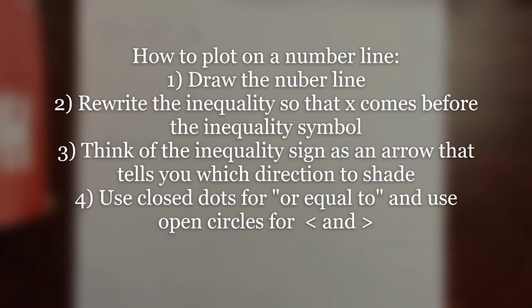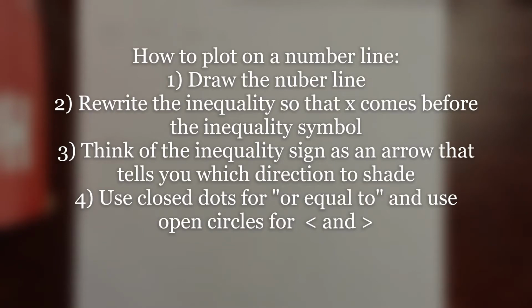How do you plot on a number line? First, draw your number line. Then, rewrite your inequality so the x comes before the inequality symbol. That way, you can think of the inequality sign as an arrow which tells us which direction to shade.